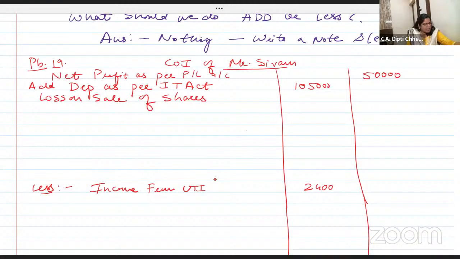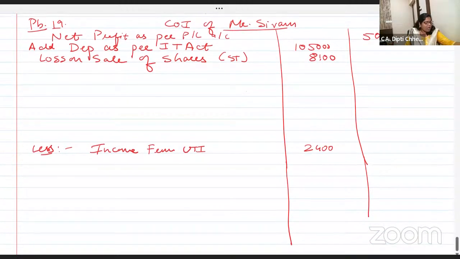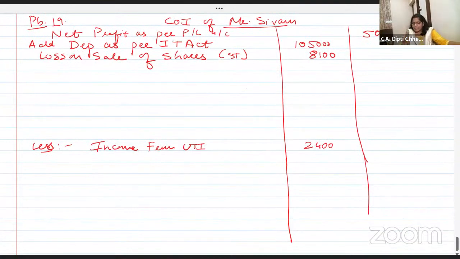Next is loss on sale of shares. Loss on sale of shares should come in capital gain. Short term या long term कुछ भी. So that expense they have debited in the P&L account. It's not allowed. 8,100. Add.